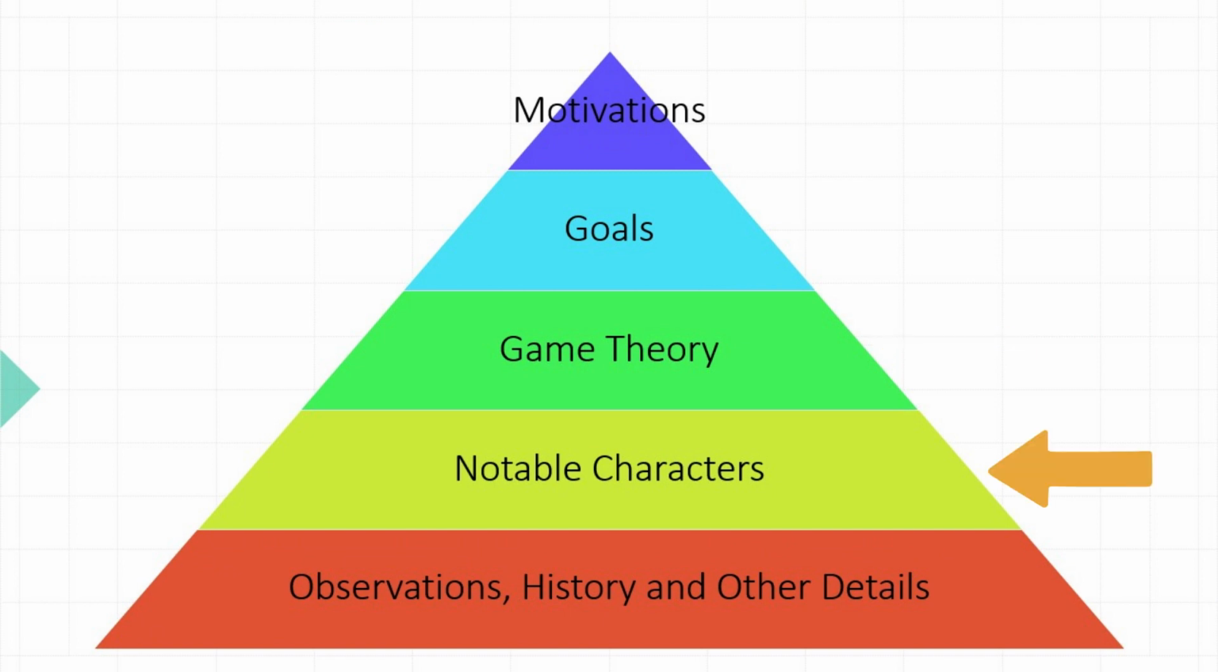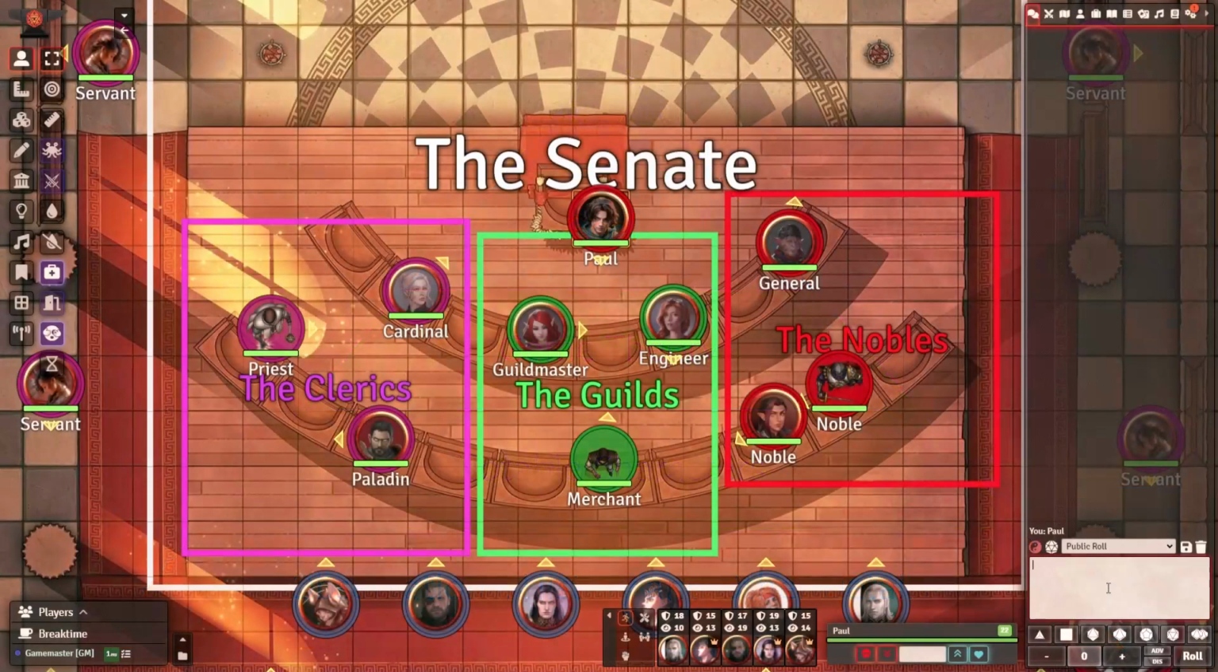The next level down are notable characters. These are the points of contact that allow your players to interact with your faction. What kind of relationship do you want with your players? There are a ton of options here. For example, let's say our faction is called the Clerics.